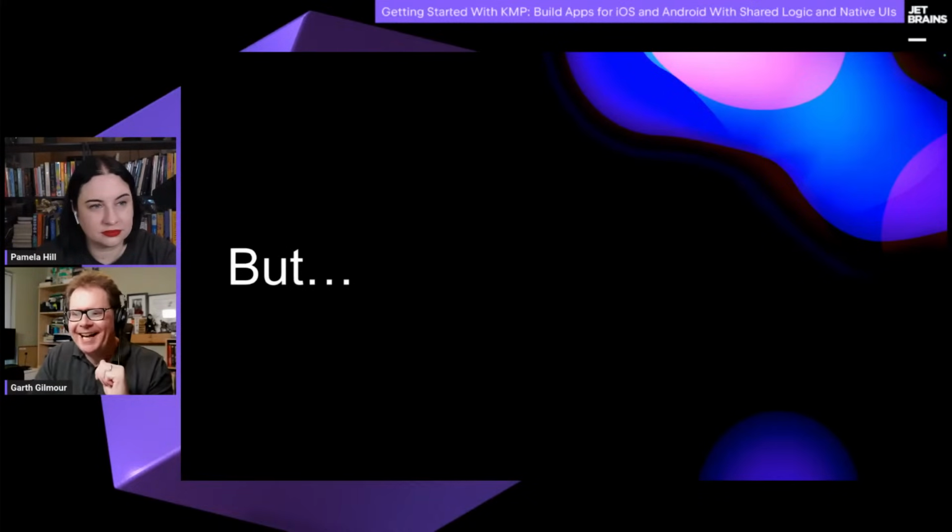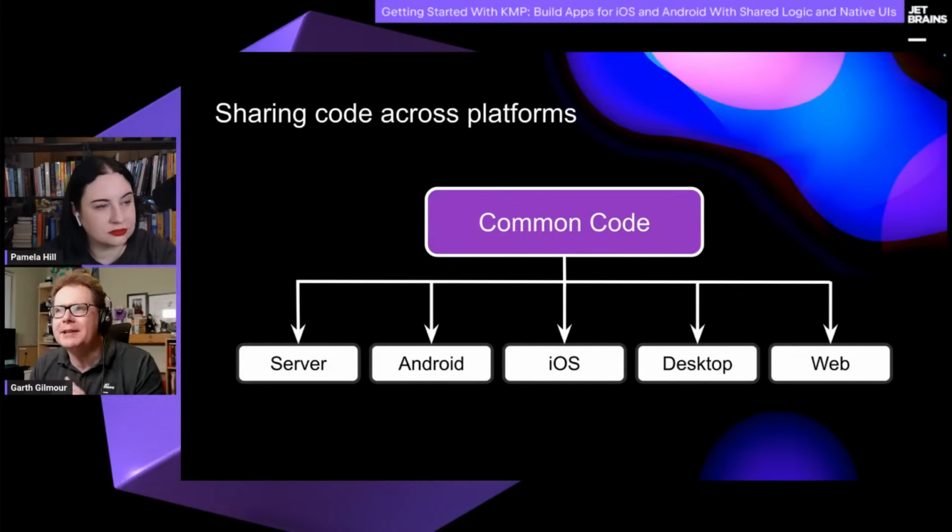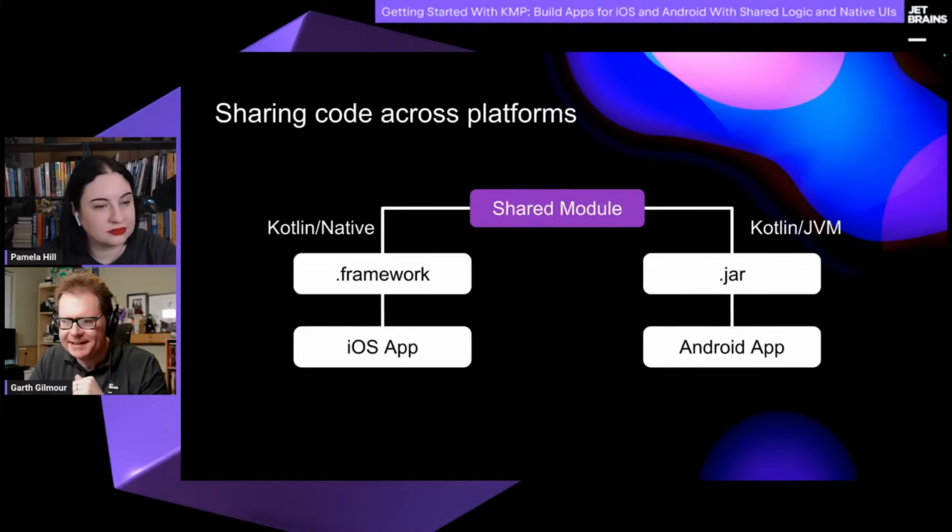But for the purposes of this webinar, there's one thing we'd really like you to know, and that's multiplatform means sharing. So whenever you're doing multiplatform development, you have what we call common code, and this is just regular Kotlin code that you're going to build and deploy on two or more of the platforms listed below. So that's what makes it multiplatform development at the end of the day.